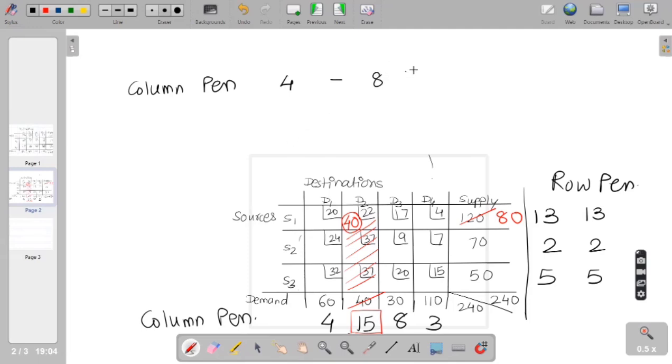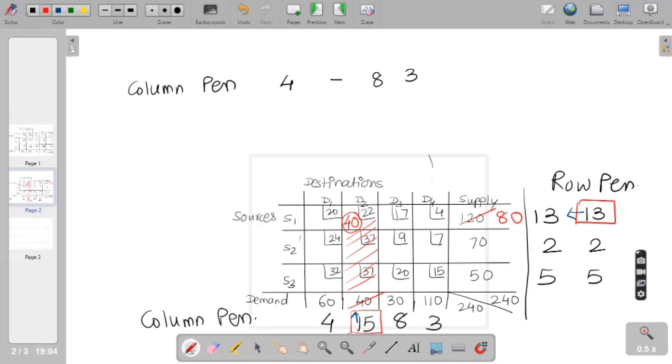And the fourth column, again, same. Now among all these 6 penalties, the largest penalty, if you see, is 13. So here we are going to make the allocation. Let me just put an arrow here.